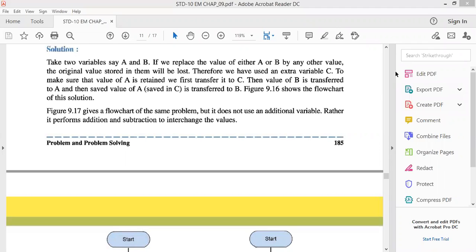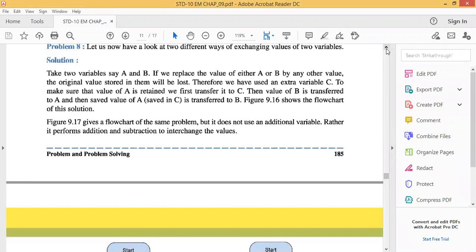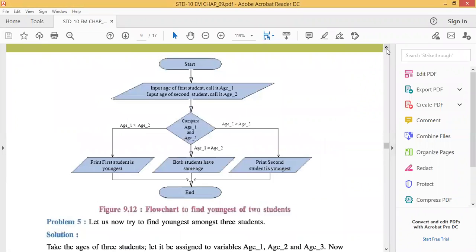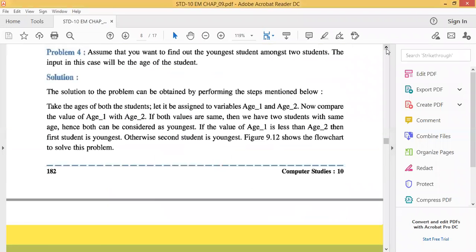In last session we started our chapter 9th. What is problem solving? What is a problem? What is problem solving?